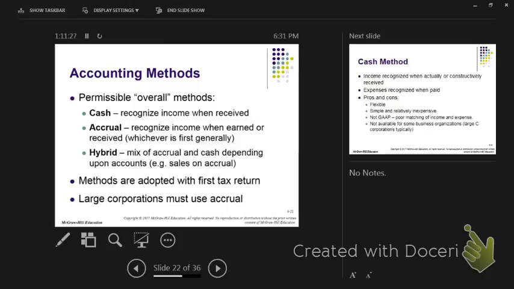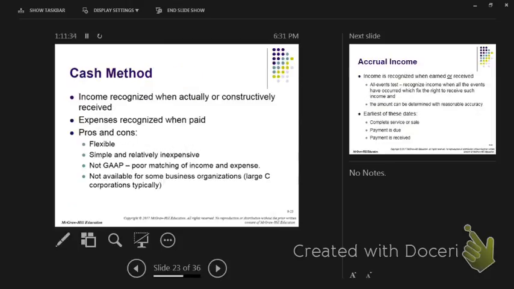All right, so the methods for tax are adopted on the first tax return. Large corporations usually have to use accrual. Cash method, we just kind of talked about it. It's flexible, it's inexpensive, it's simple, it's not GAAP. Taxes don't have to be GAAP. That's the nice thing. Taxes can do whatever, because you and I do our taxes and we're not GAAP.